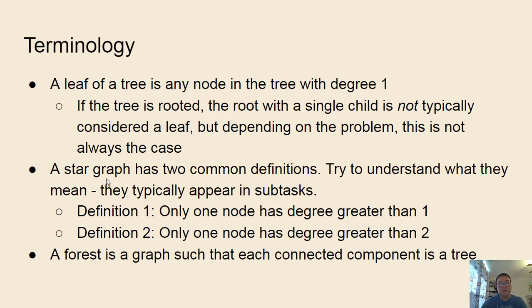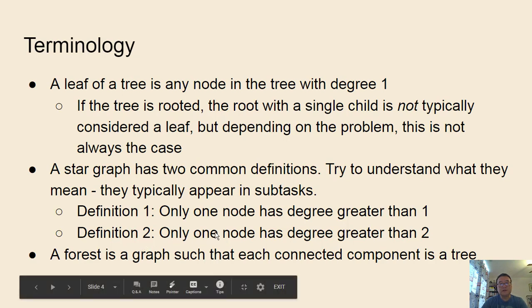Sometimes we're dealing with a star graph, and there are two kinds of star graph. The first kind has the condition that only one node has a degree greater than 1. You should think about what this graph looks like. I think this is pretty easy. The graph has one center node, and this center node is connected with all the other nodes. So one node has degree n-1, and all the other nodes have degree 1, and they are connected in this star shape.